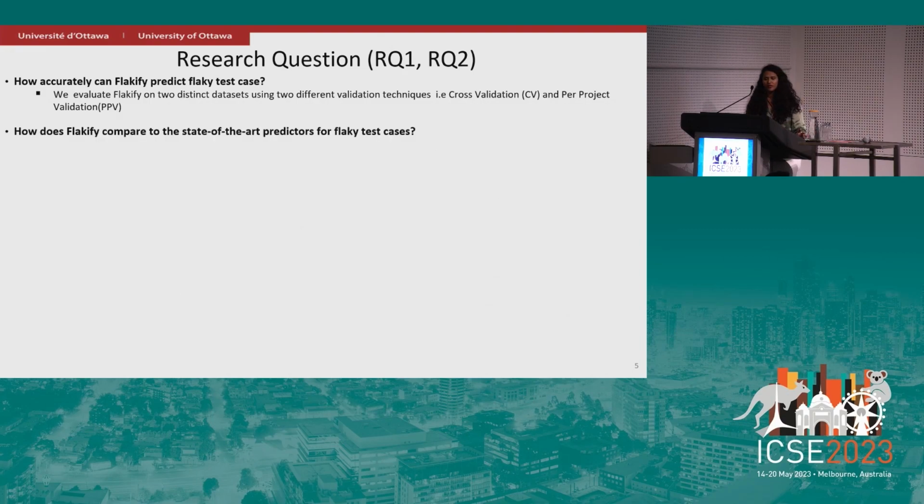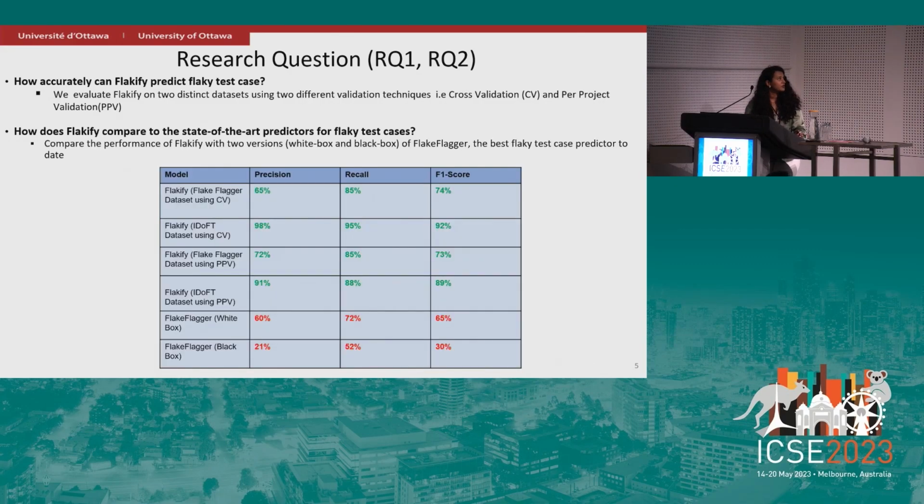Secondly, we compared the performance of FlaPy with state-of-the-art machine learning-based classifiers of flaky tests to see how much better we perform than these traditional classifiers. So as you can see in the results, FlaPy significantly outperformed the traditional white box and black box machine learning classifiers of flaky tests on both data sets and for both validation techniques as well, cross-validation and per project.